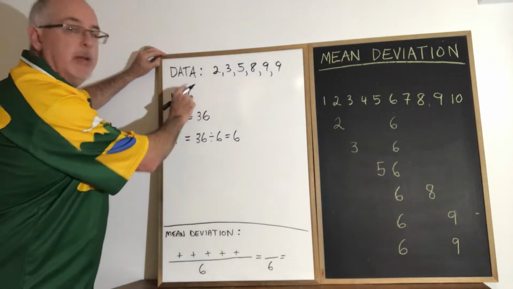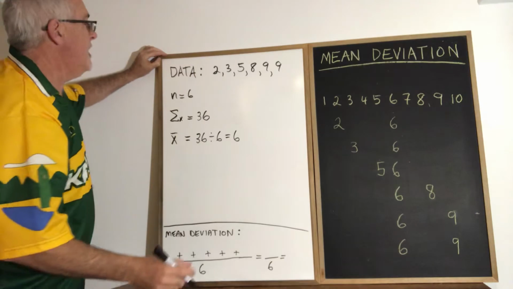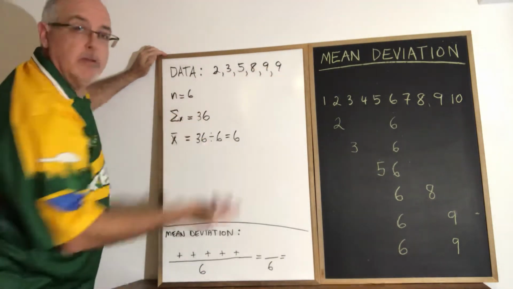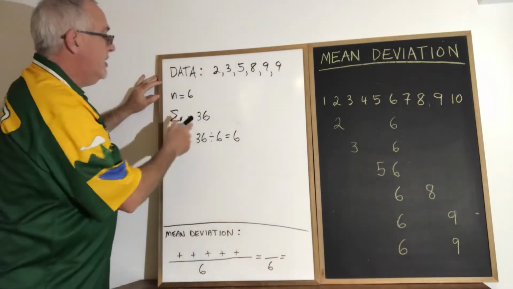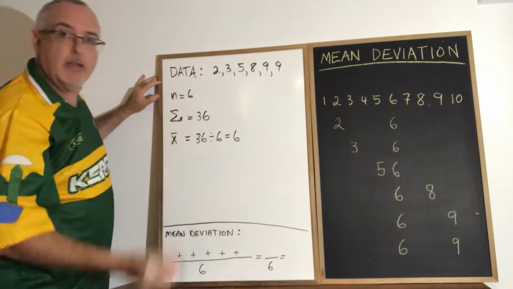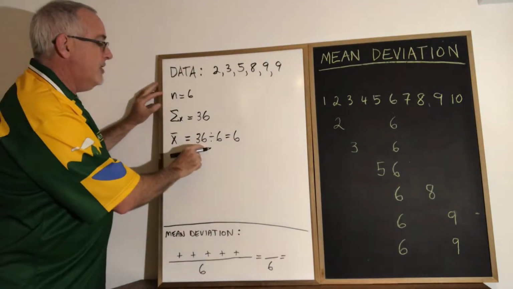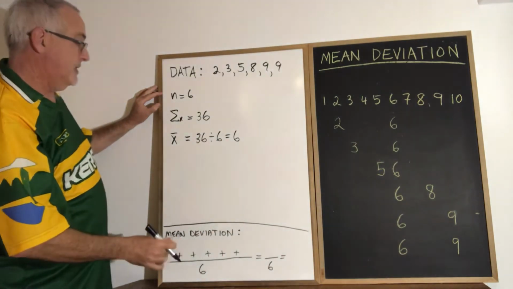So in our example, we have this data: 2, 3, 5, 8, 9, 9. The n, the sample size, is 6. There are 6 values here. And the total of those values, sigma x, is 36. If I add these 6 numbers together, I get 36. So the mean, therefore, is going to be equal to 36 divided by 6. The mean is 6. The average is 6.